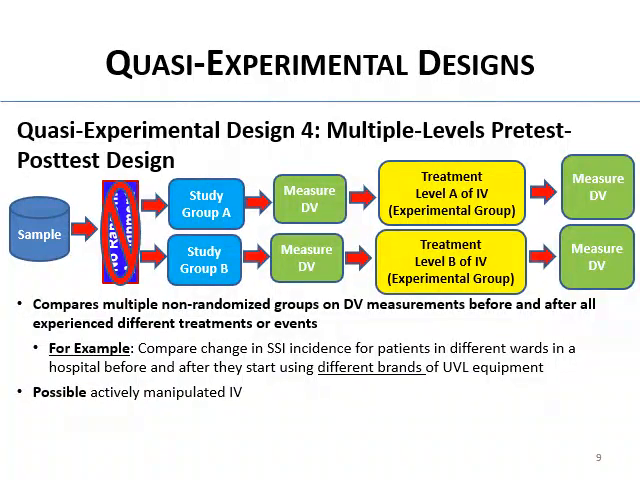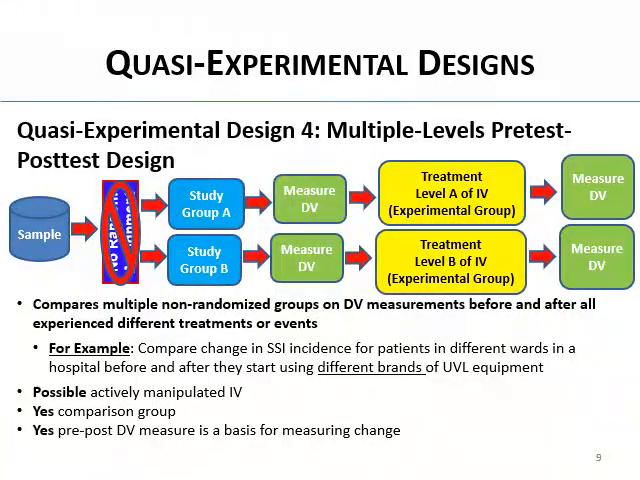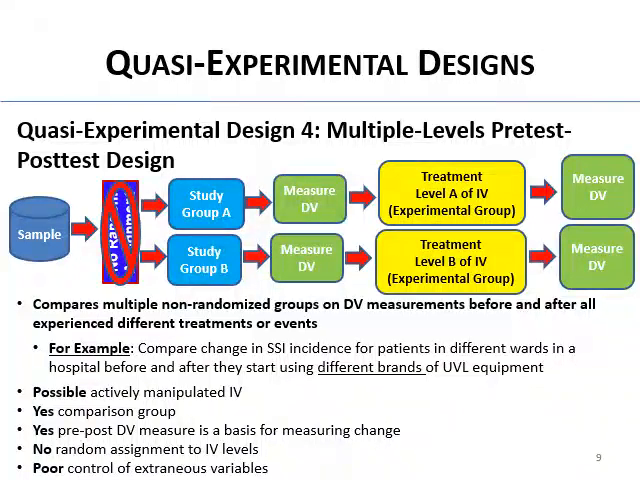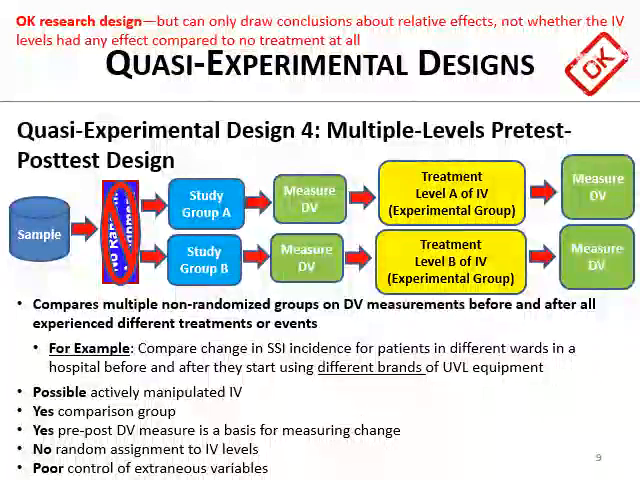So you could possibly have an actively manipulated IV. You could determine what machines are in each ward. There is a comparison group, right? You're comparing two different treatments though. There is a pre-post measure, so you could say, look, this thing did change. You still have causal problems inferring the change was due to the treatment itself and not other historical factors, for example. There's no random assignment, and there is poor control of extraneous variables.